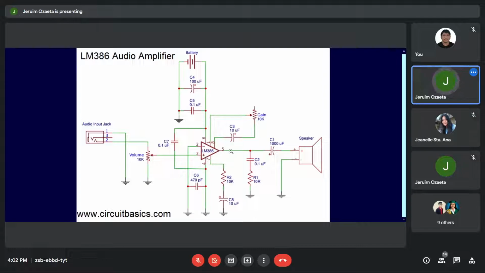Now 386 is a common IC, commonly present. Makikita nyo yun ito sa mga audio devices ninyo, sa laptop audio, yung mga speakers. Kikita mo ito. Ito na yung circuit niya. Yan. So nowadays, we no longer resort to individual transistor circuits, but we only use the integrated circuit.